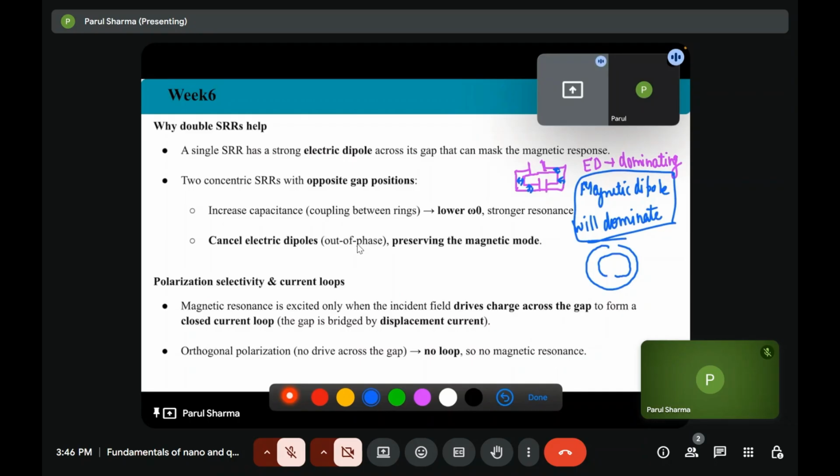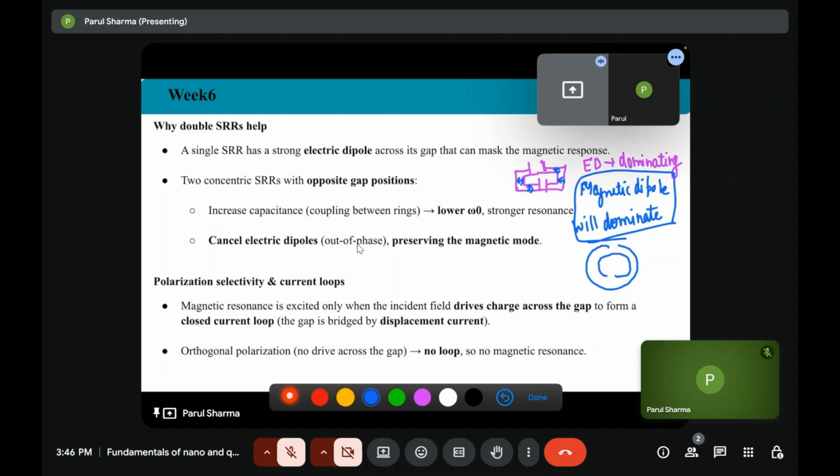Magnetic resonance will be excited only when the incident field drives charge across the gap. So there will be two things: one is capacitance and the other is inductance. By changing the gap between the resonators, we can tune our capacitance. Magnetic resonance will be excited only when the incident field drives charge across the gap to form a closed current flow, and our gap will be broken by the displacement.